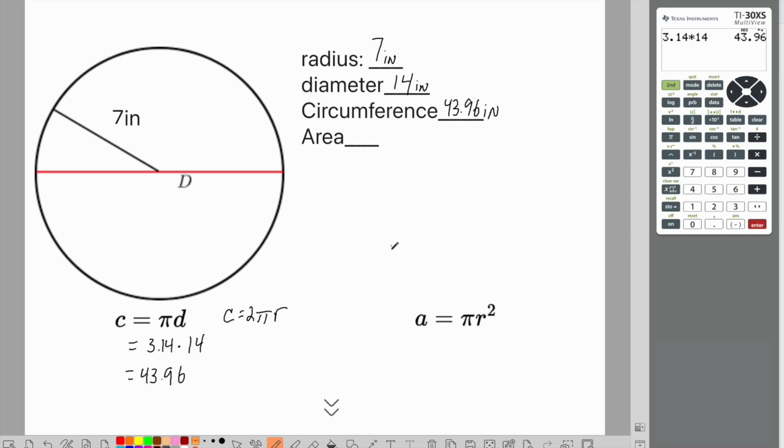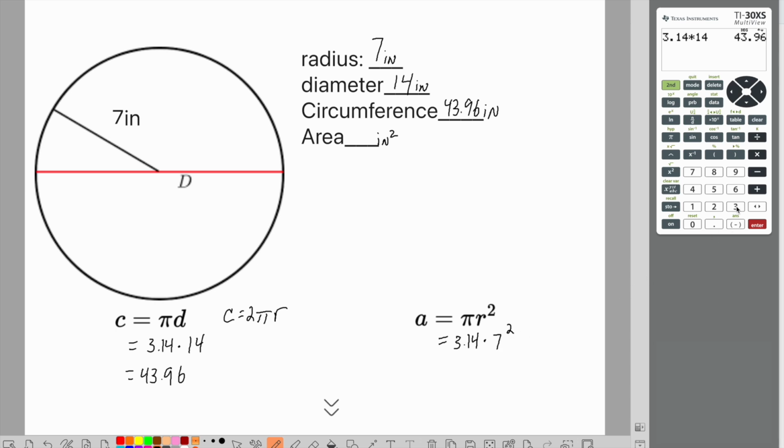Now, the area is going to have a little 2 next to it in our answer, and it's going to end up being inches squared. That little 2 there means squared, meaning it's a measurement of area. So you have to know the radius to find the area. So pi is 3.14 times, in this case, 7 squared. Now that again is not 7 times 2, that means 7 times 7.